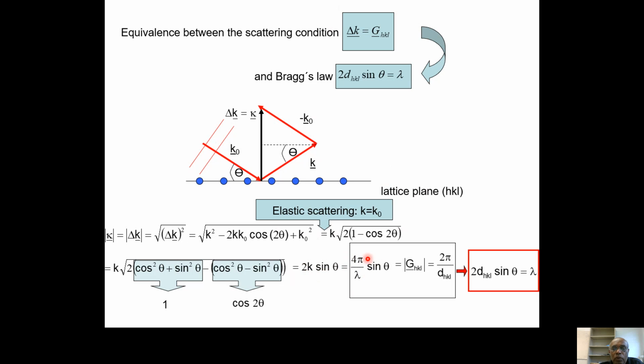Then you get 4 pi over lambda sine theta. We know then delta K equals G. That's the Bragg condition, right? Delta K is G. Then I showed G is nothing but 2 pi over d. So if you use this one, you get 2d sine theta equals lambda. It's the same condition. It's pretty straightforward.